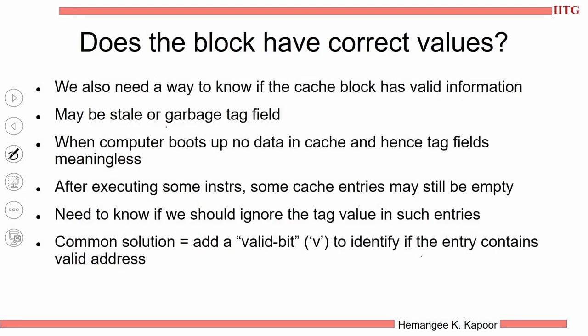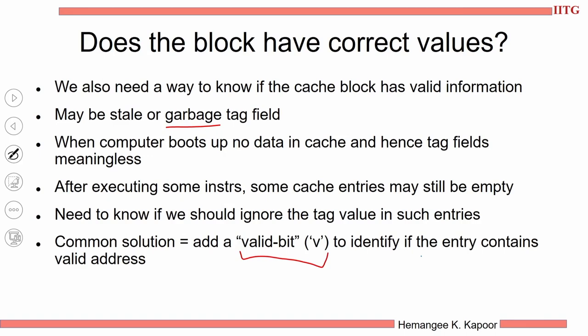Because when you start the system, your cache may have garbage tag values and garbage data values, and if it matches, it's still not useful to us because the program did not load it. Hence, to identify that, we add a valid bit which is set to 1 when the program does a read or a write to the cache. When the program loads a value into the cache, the valid bit is set accordingly.